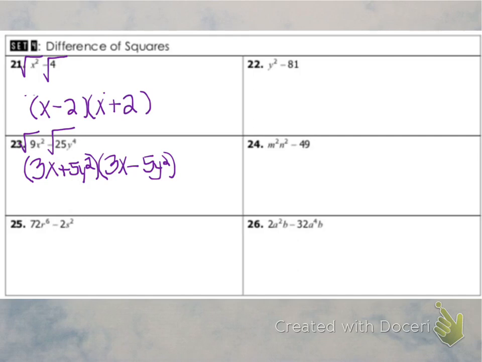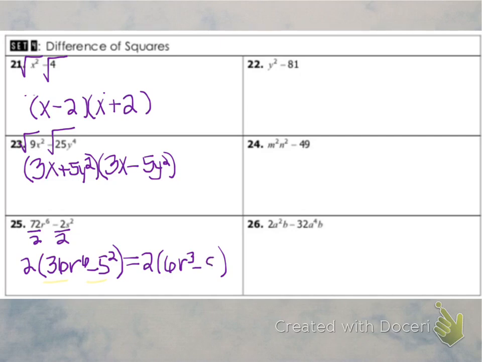Now, sometimes we might have a difference of squares special pattern, but it might be in disguise. So, for instance, taking a look at number 25, I notice right away that the variables are perfect squares. I have r to the 6th and s squared, but the 72 and the 2 I don't recognize from my perfect square list. But I do notice that they are both divisible by 2. So if I divide out the GCF, which is 2, and then simplify, I get 36r to the 6th minus s squared. And now I have two perfect squares and a difference. So that's a difference of squares. So when I factor this now, I'd have a 2, 6r cubed minus s and a 6r cubed plus s.